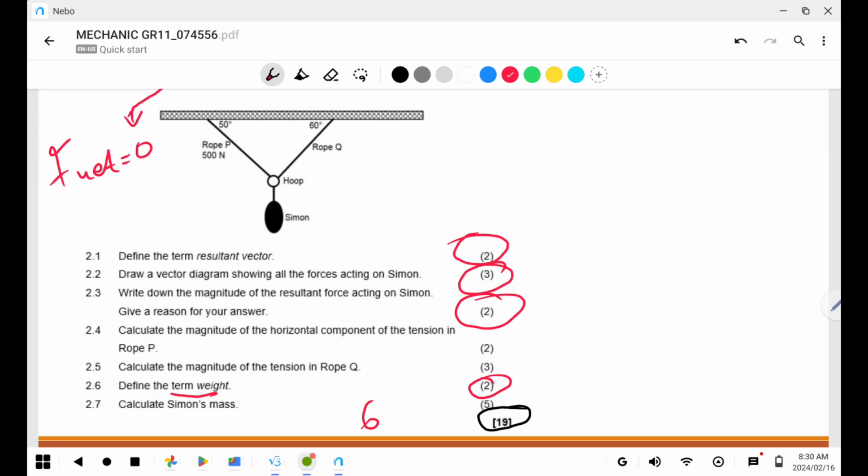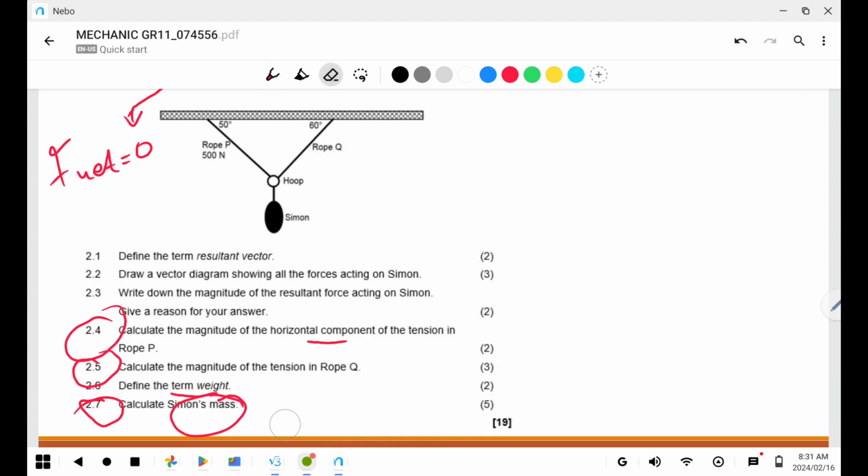And then it says calculate the magnitude of the horizontal component of the tension. It depends where you're going to get that free mark of yours. You can either get the free mark somewhere here, or you can try your luck and get it anywhere else, because you still have 2.7, 2.5. You also have 2.4. So over here, 9 marks straight away, it is for free. You just need to find a mark for yourself.